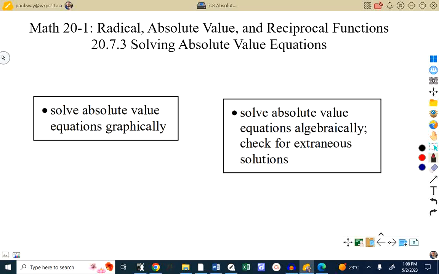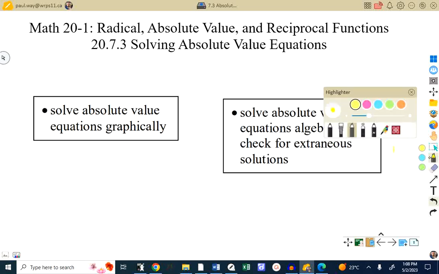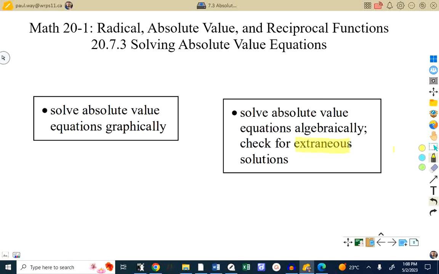Does anybody remember what an extraneous solution is? Or an extraneous root? Jay, you want to give it a shot? Answers that don't work in the equation. It's a solution that doesn't work in the equation. That's true. Is it just some random number you've picked and, oh, it doesn't work, so that's not the answer? No, it's one you get based on your square root or radical.